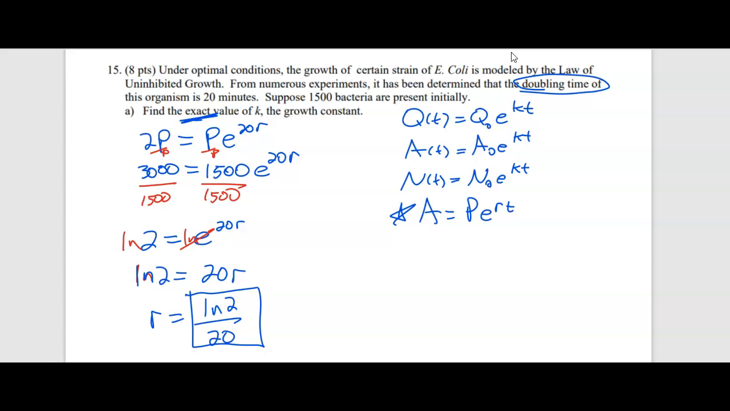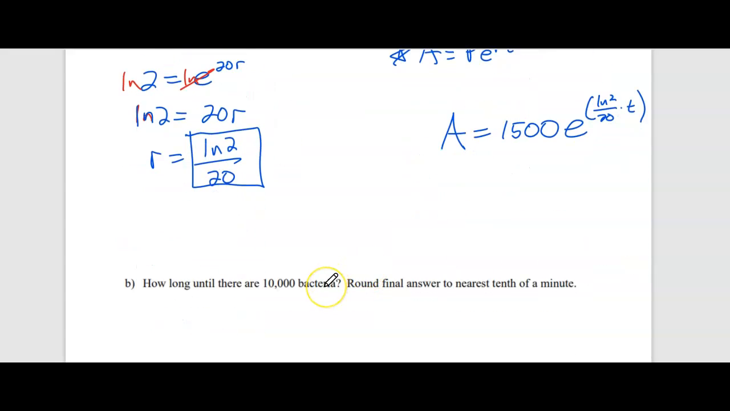Don't approximate it, please. If you do, you'll make rounding errors later on, specifically in part 2. So we now have a more specific formula. We now have A equals 1500 e to the natural log of 2 over 20 times T. That's actually the formula for our specific bacteria strain. So that's the part we'll use in part B.